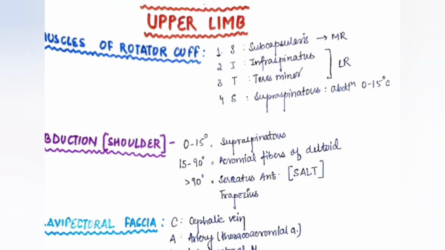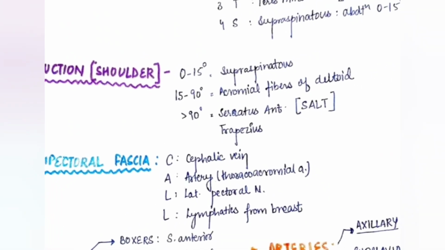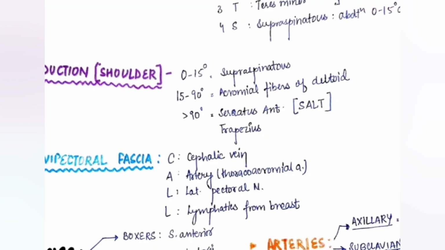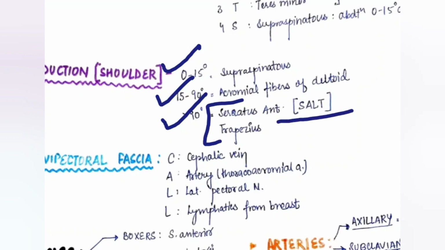Now let's talk about the abduction of the shoulder joint. In abduction, they ask about 0 to 15 degrees, it's supraspinatus that is involved. 15 to 90 degrees, acromial fibers of deltoid are involved, and more than 90 degrees we have serratus anterior and trapezius. They ask about the nerve supply of serratus anterior, and it is the long thoracic nerve, which you can remember from the mnemonic SALT.